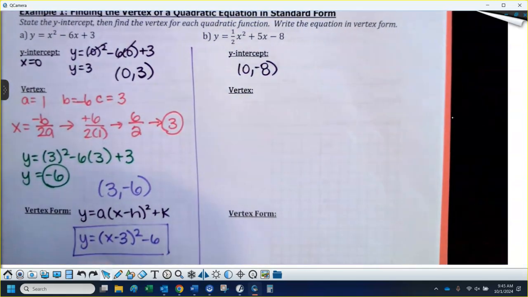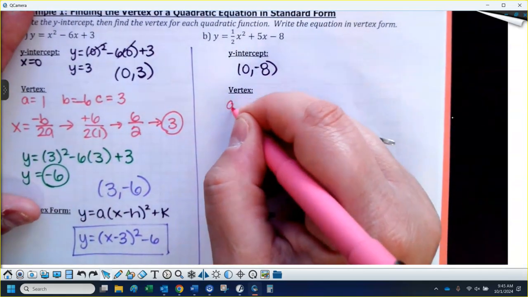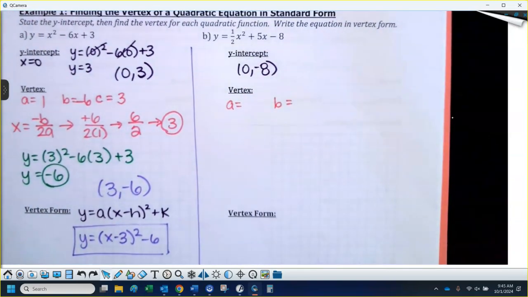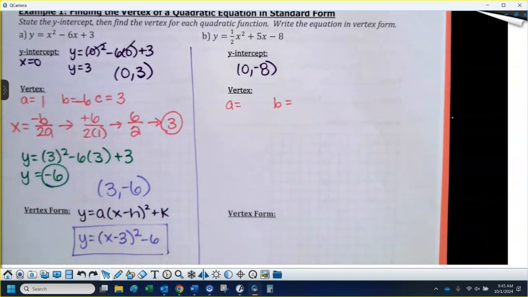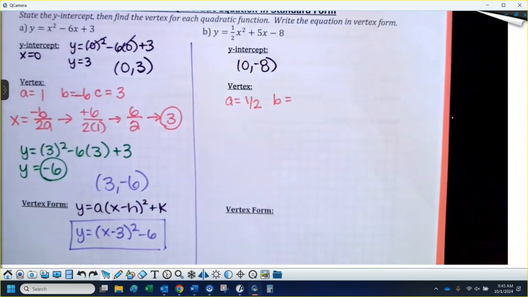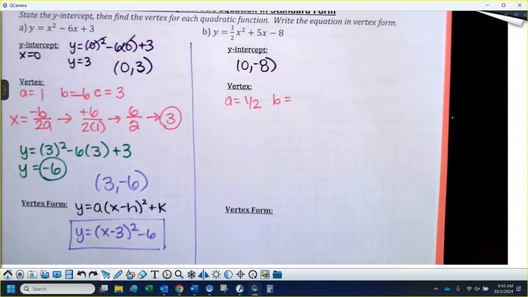All right, to find the vertex, we don't really need the c value, but I definitely need the a and b values for my ax squared plus bx plus c. What would your a value be here for this example? What's a? Ethan, what do you think? Perfect. 1/2. All right, what is my b value? Because I need that too. Riley, what do you think?